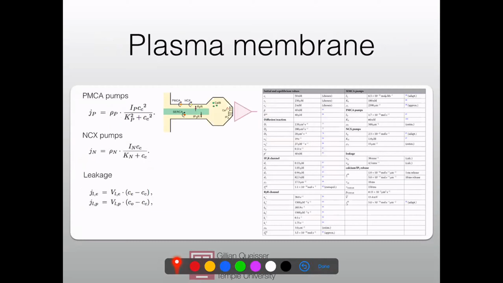On the plasma membrane, similarly, I mentioned a number of pumps that take calcium from the cytosol and pump it into the extracellular space. And on the right-hand side is a table, where I forgot to mention the reference, with the parameter set that we use for a specific study of calcium dynamics in spines.